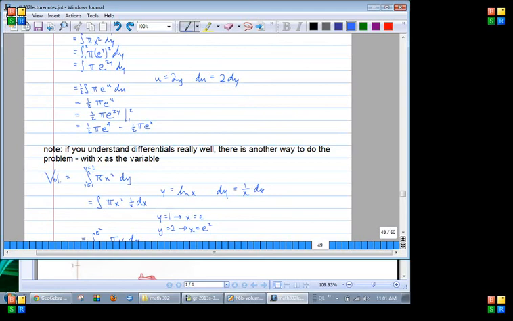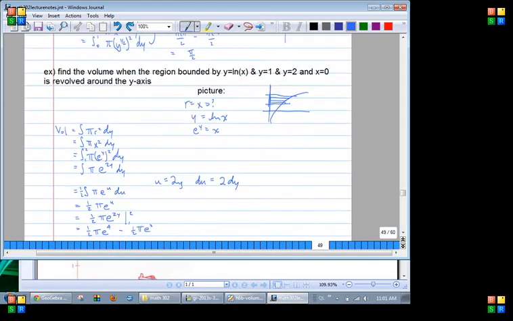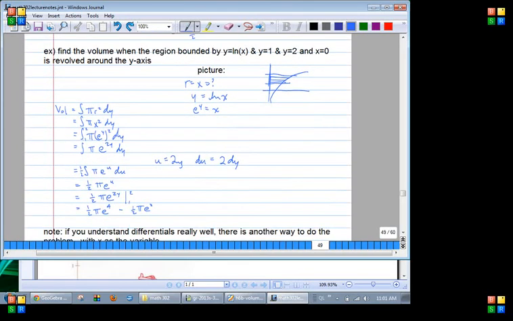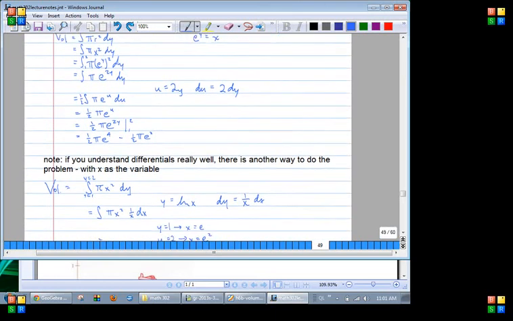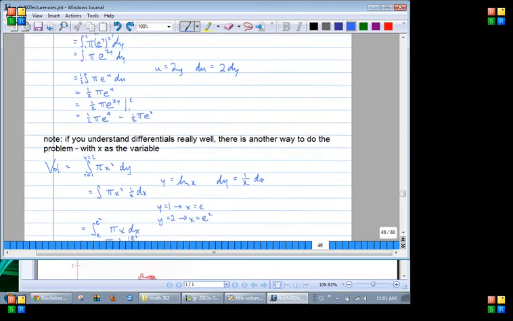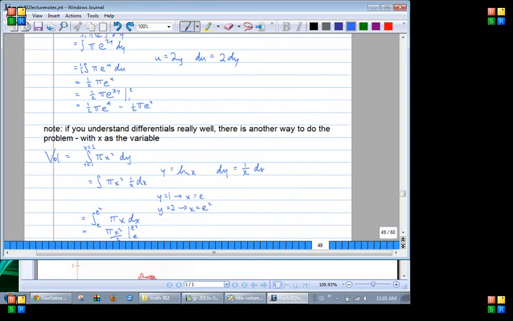When y is 1, x is e, and when y is 2, x is e squared. And that we just know from the formula y equals ln x, or x equals e to the y. So when y is 1, x is e. When y is 2, x is e squared. So now you know that you're doing this integral. That's cool. I didn't realize we can do that to dy.